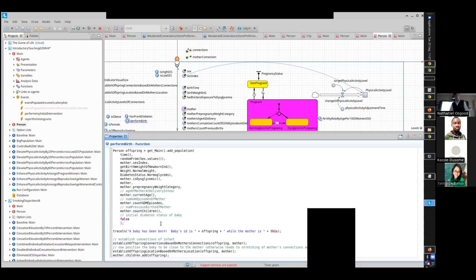I have a question. Yes. In this model, endogenous and exogenous. Endogenous is the number of children that are born that become obese or overweight or diabetes, etc.